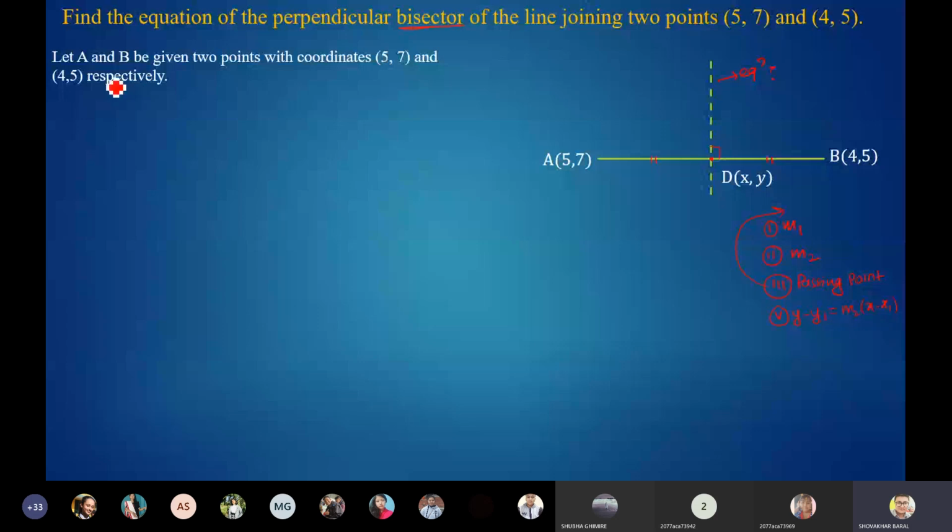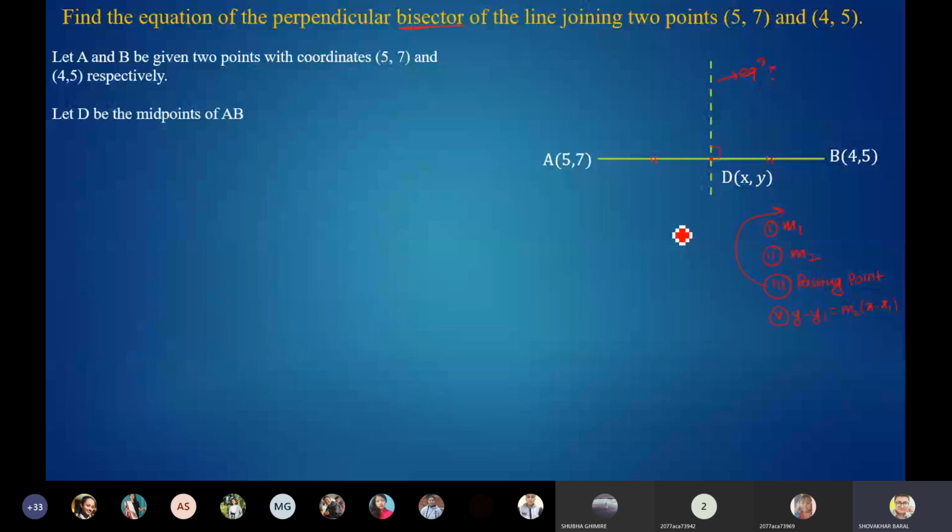So let us suppose the given things. Let A and B be given 2 points with the coordinates (5, 7) and (4, 5). I'll be finding the passing point at first. It doesn't matter. You may rearrange the order, but in most cases I'll solve the question by making the order m1, m2, then the passing point, and then finding the equation, so that it will be easier for you to understand what to do while solving a question.